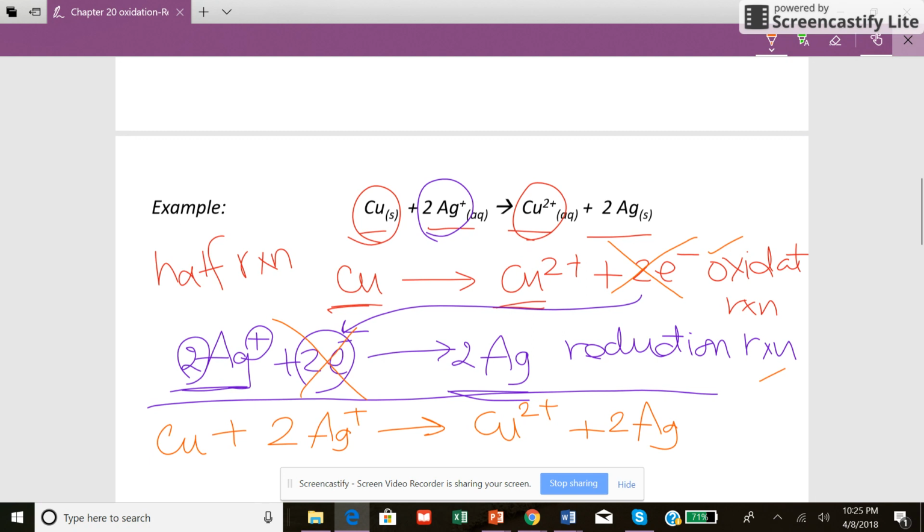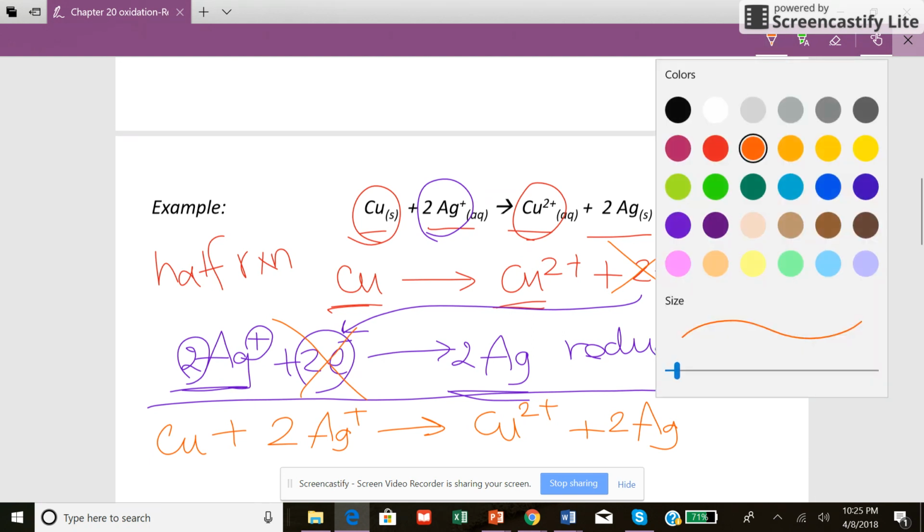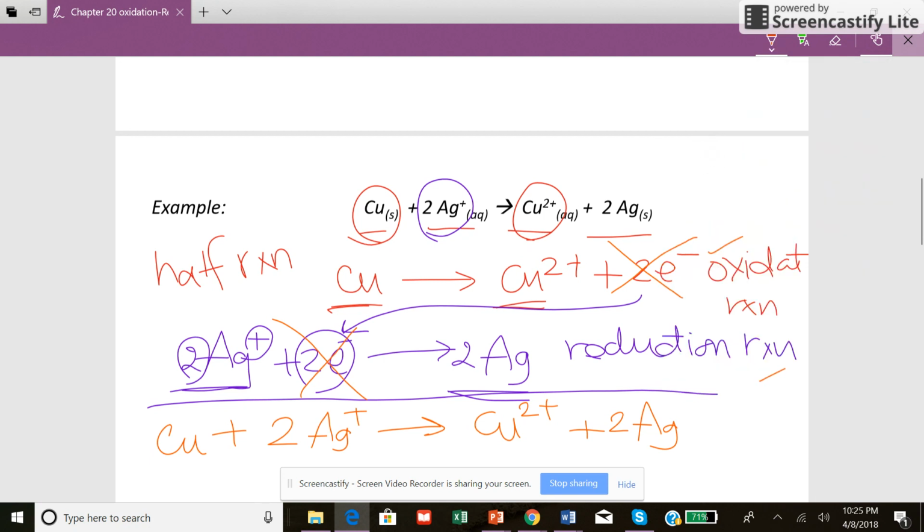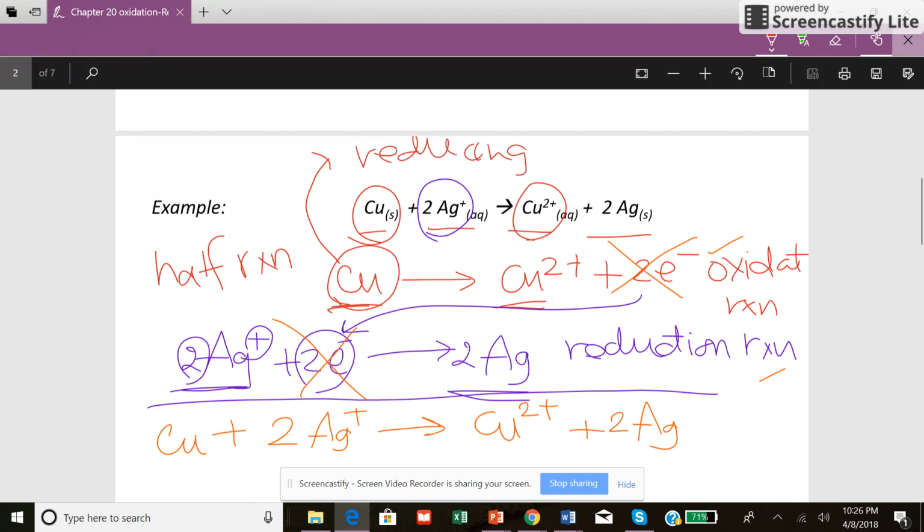Now, one thing I want to point out is who is the oxidizing agent and who is the reducing agent in this oxidation and reduction reaction. Because copper is being oxidized, it itself is a reducing agent. So copper is a reducing agent. And then the silver ion here is the oxidizing agent. So that's for the first one.